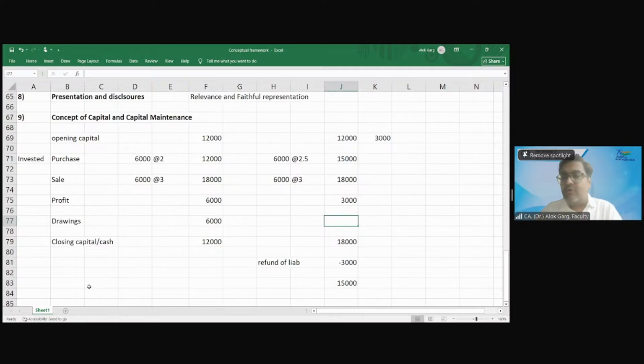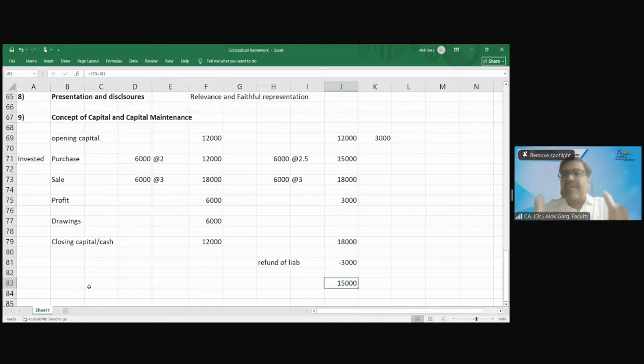अगर जीरो ड्राइंग होगी तो क्या होगा, आप कहां पहुंच जाओगे, 15,000 रुपीज की कैपिटल पे पहुंच जाओगे, and you will be able to maintain your capital. Are you getting me? Yes, sir. ये समझ आया या नहीं आया? आया, yes sir. Now clear.